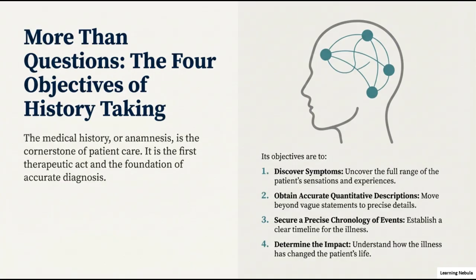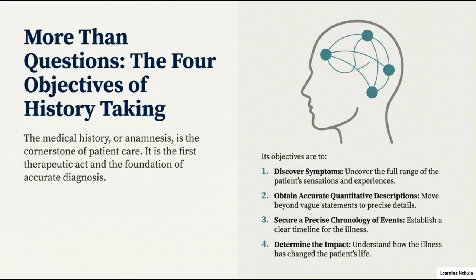Exactly. Then the second objective is where it gets more technical. Obtain accurate quantitative descriptions. It says we need to move beyond vague statements to precise details. This feels like the difference between just a chat and a real medical history. It is. If a patient says, I've been coughing a lot, that's, scientifically speaking, useless data. Because a lot is totally subjective. Precisely. Does a lot mean 3 times a day or every 2 minutes? You have to turn that subjective experience into objective quantities. I cough every 20 minutes is data. I cough a lot is just a feeling. We need the measurement.